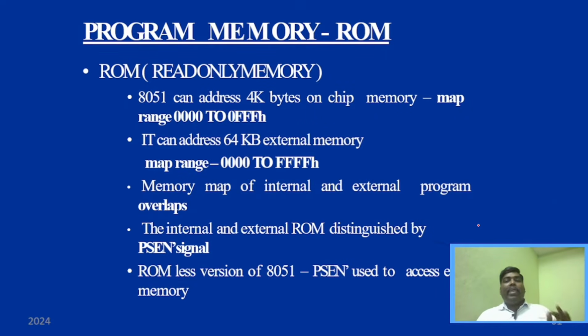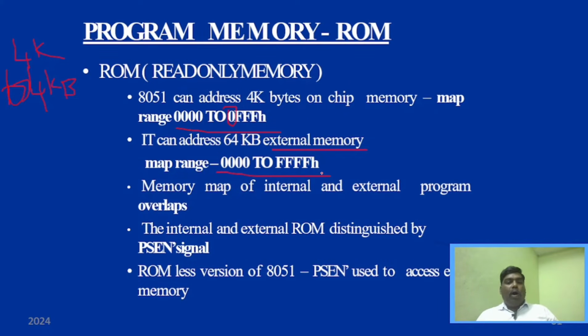Now we'll see about read-only memory. When it comes to read-only memory, we know that it has 4 kilobytes of internal ROM, and this can be extended to 64 kilobytes of external ROM as well. If it is 4 kilobytes, you can see it ranges from 0000 to 0FFFH, whereas in external memory, the complete memory access, that is 0000 to FFFFH, can be accessed.